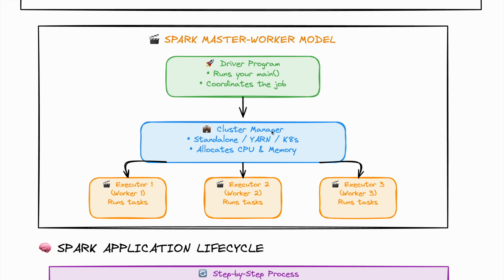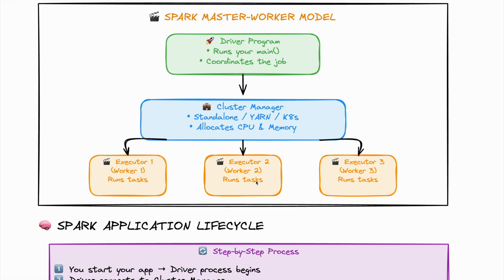What the cluster manager does is, it can be standalone, it can be Yarn, or it can be Kubernetes. It allocates the resources, allocates the CPU and the memory, chooses how many executors we should have, and gives that information to the driver program. And that's it. That's the only job of the cluster manager in this sense. After that, the driver program coordinates the job. It waits for each executor to finish its work, and it collects the result and returns the result back to the user.